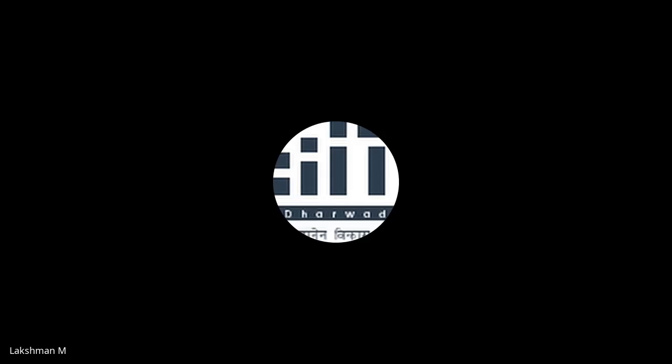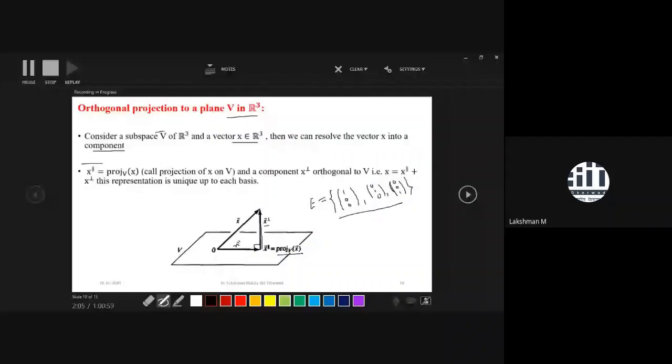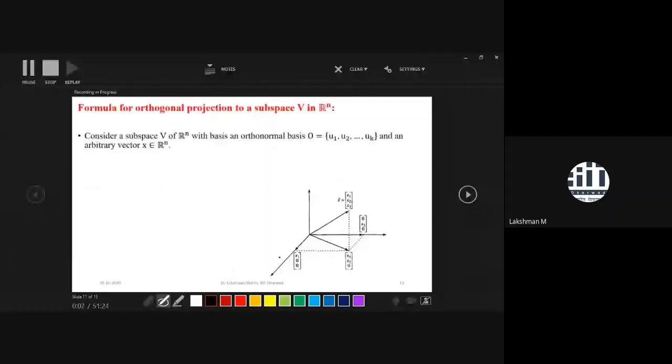For a given x, how can we calculate the projection of x on a plane or in the direction of a line? Those are the kinds of things we have to calculate. So we will calculate it directly with the help of the inner product with respect to an orthonormal basis. One example I have taken here: the formula for finding orthogonal projection with respect to a basis.